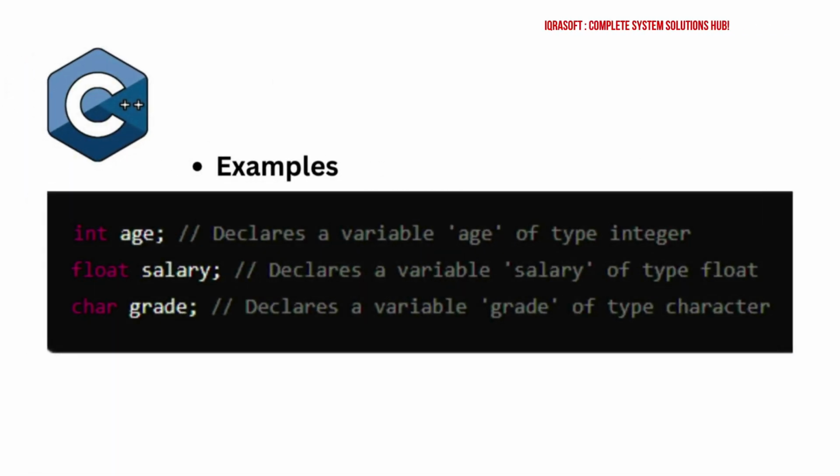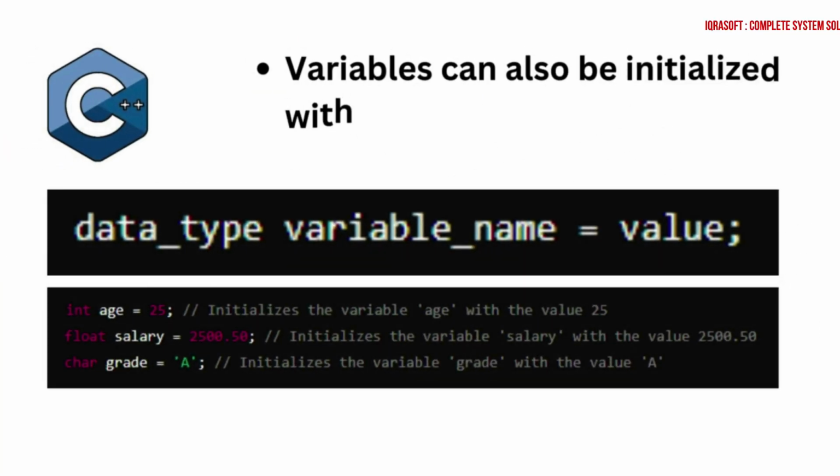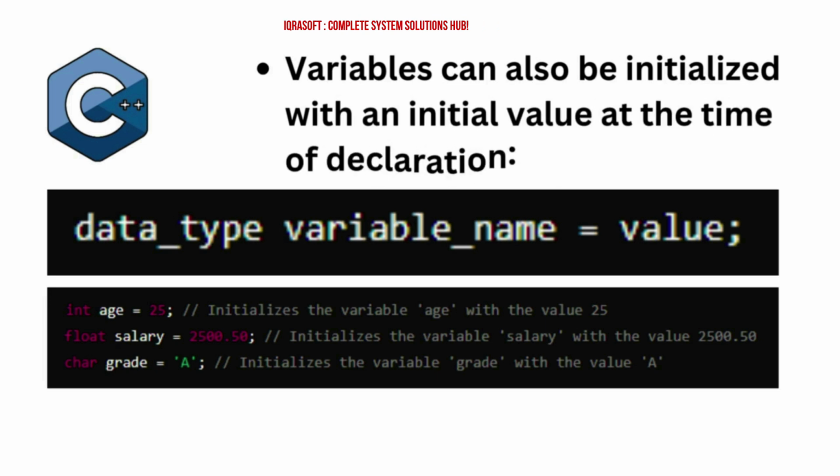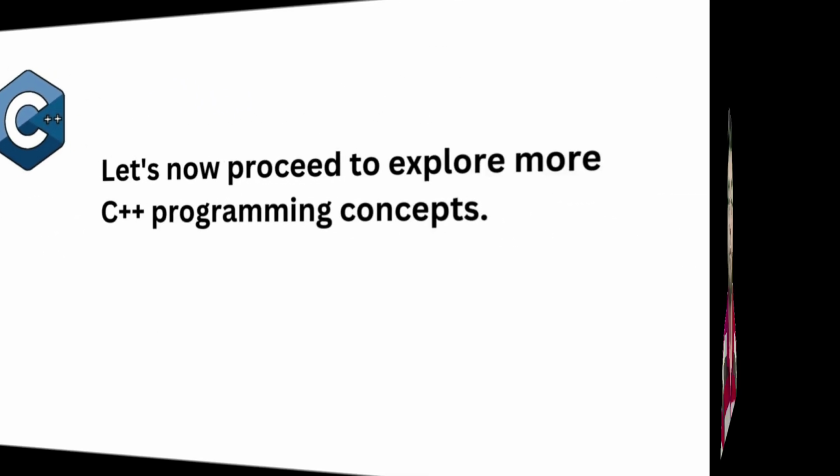Example, int age declares a variable age of type integer; float salary declares a variable salary of type float; char grade declares a variable grade of type character. Variables can also be initialized with an initial value at the time of declaration. data_type variable_name equals value. Example, int age equals 25 initializes the variable age with the value 25. salary equals 3000.75 assigns the value 3000.75 to the variable salary. grade equals 'B' assigns the value B to the variable grade. Variables can be assigned new values at any point in the program. Let's now proceed to explore more C++ programming concepts.